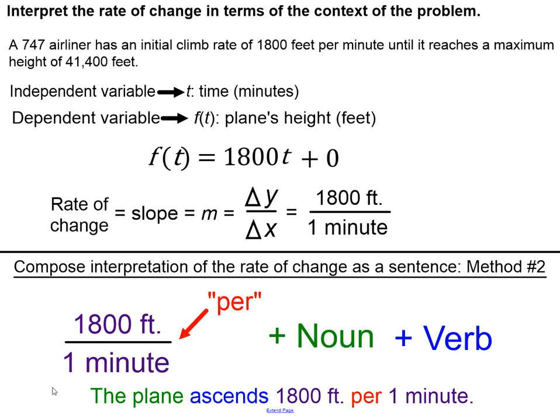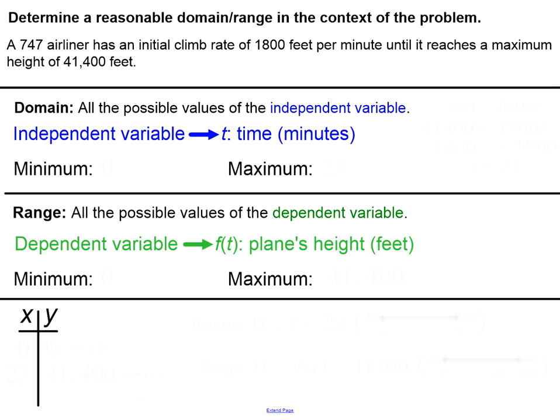This, I think, might represent maybe generally an easier way to write down the rate of change contextually. Okay, so that's interpreting the rate of change. Second thing we're doing is interpreting the domain and range in the context of the problem, or determining a reasonable domain and range, it's called.